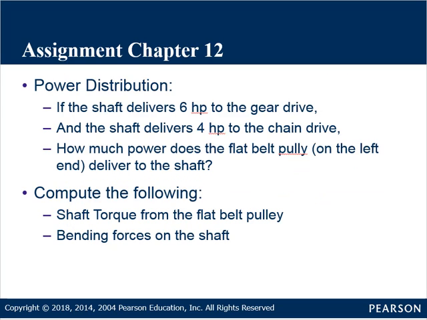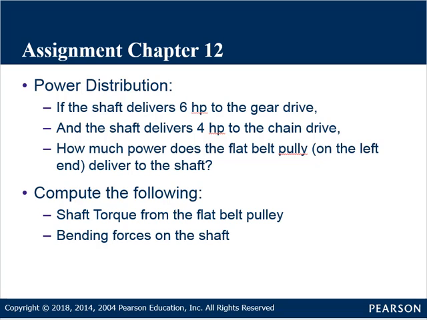Okay, so I want to talk about power distribution first. This is what we talked about before. So the shaft delivers 6 horsepower to the gear drive and 4 horsepower to the chain drive. And then how much power is coming from the flat belt pulley? Obviously, it's 10. So I wanted you to compute the shaft torque from the flat belt pulley and the bending forces on the shaft.